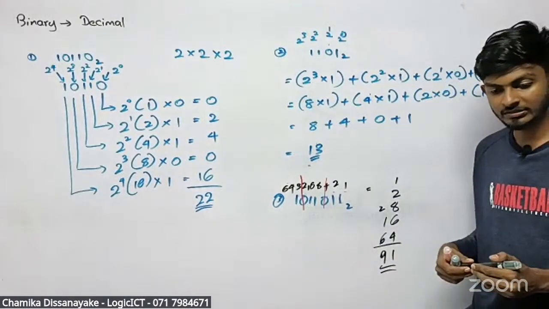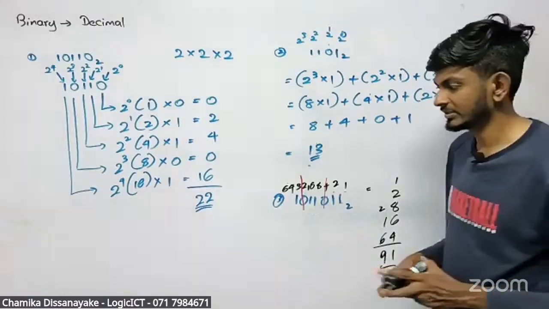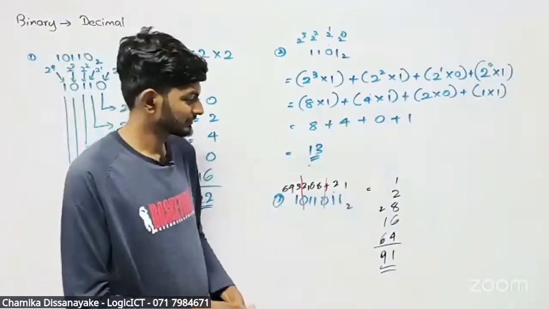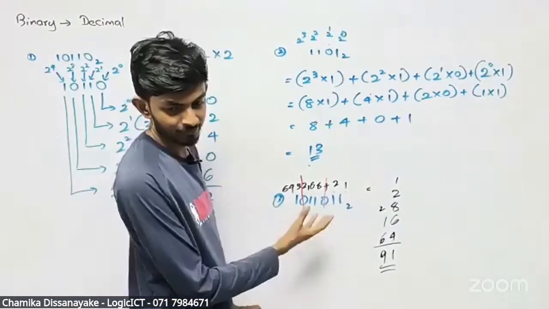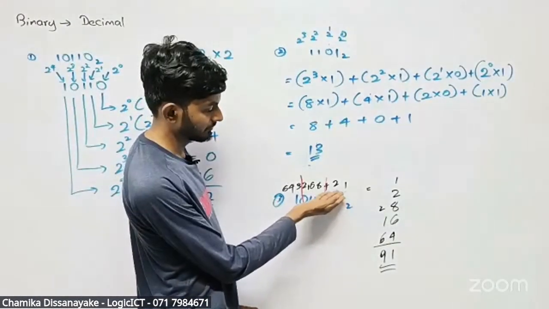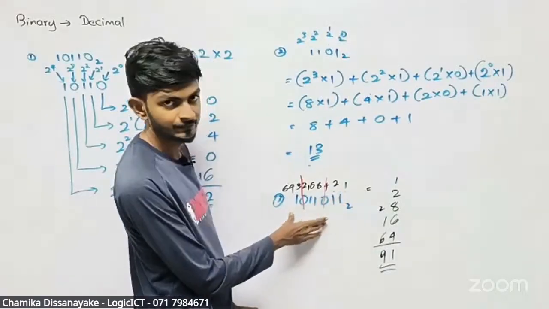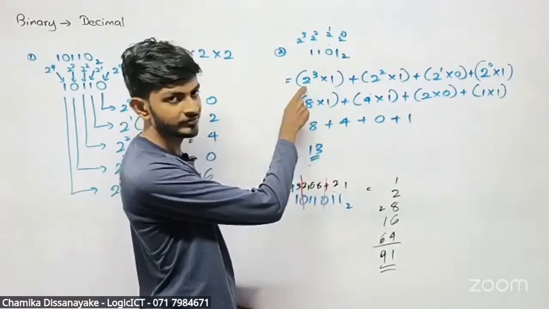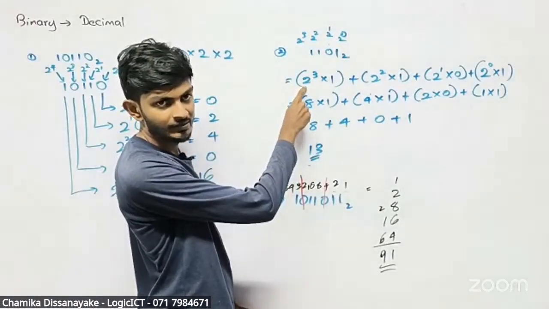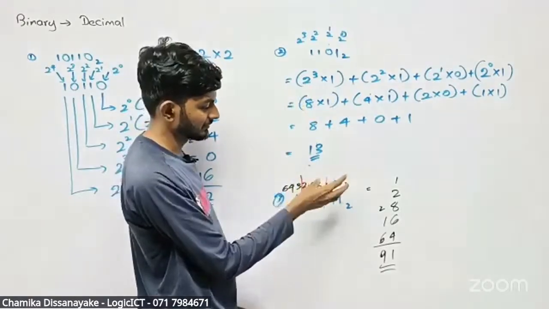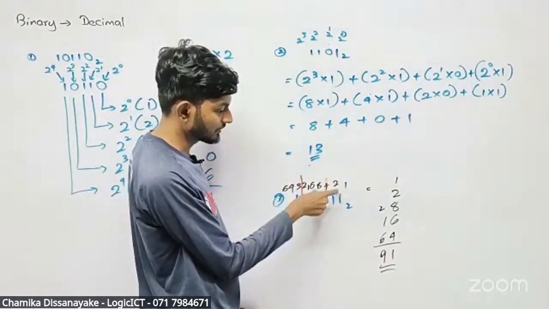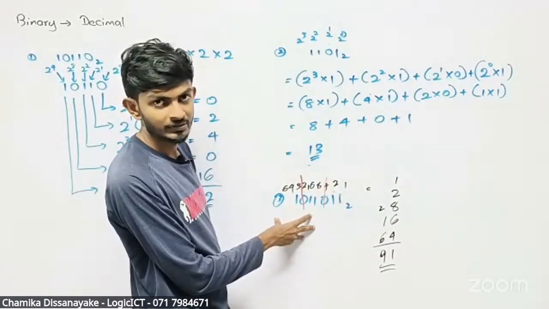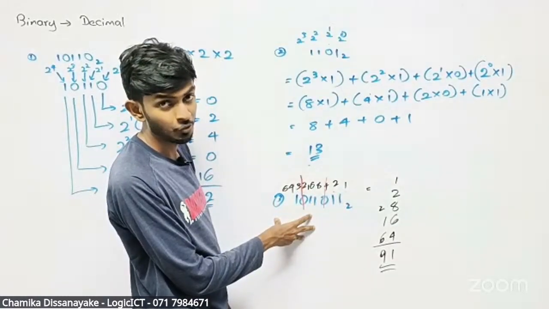Did you get the method? The same method, guys, the shortcut. Did you get this shortcut? We just put the values corresponding to these digits. Here we are just putting the answers of the weighting factors. Actually, guys, we can easily calculate the weighting factors in the binary number system. That's why we are going to use this shortcut.